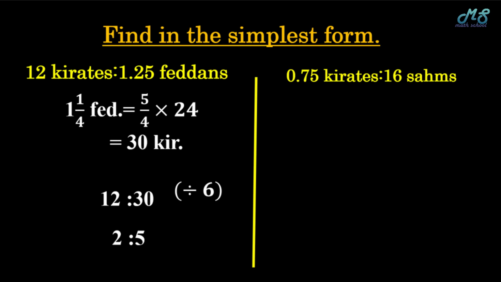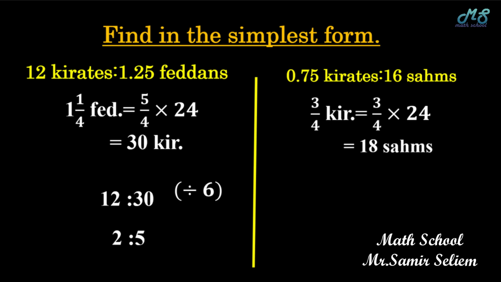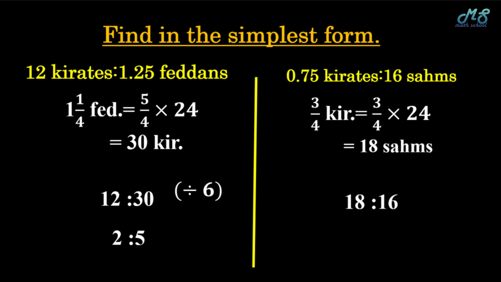Next, 0.75 kirats to 16 sahms. We can write 0.75 kirats as 3 over 4 kirats. Multiplying by 24 and simplifying, it equals 18 sahms. Now we can write the ratio as 18 to 16. Divide both sides by 2. We can say that it equals 9 to 8 in the simplest form.